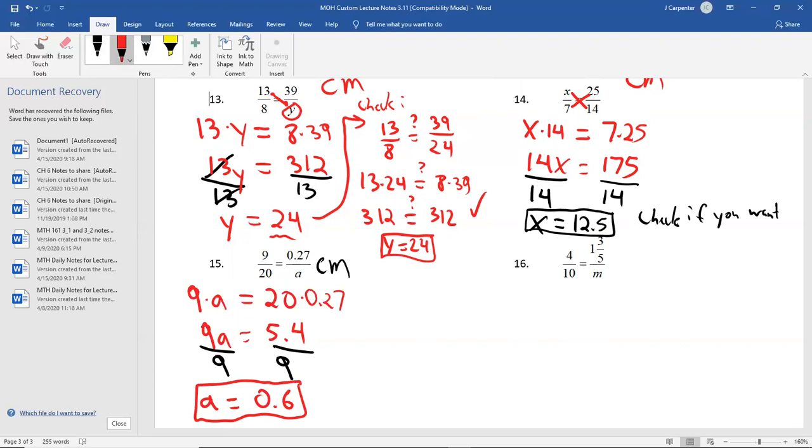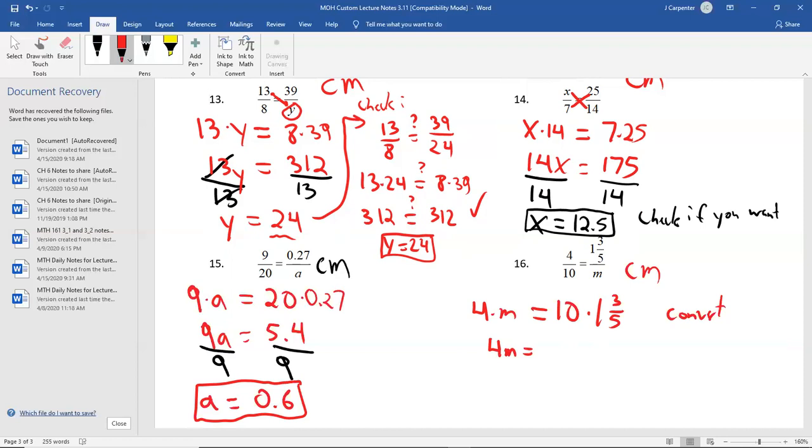Finally, we got 16. This will be the most annoying one because mixed numbers always annoy us when we have to multiply or divide them. So we're going to cross multiply. We take the 4 times the m. We set it equal to the 10 times the 1 3/5, which we'll have to convert. I still have no clue how to multiply mixed numbers. I'm not even lying. I can do some of them in my head because I just can, but I can't do them all.